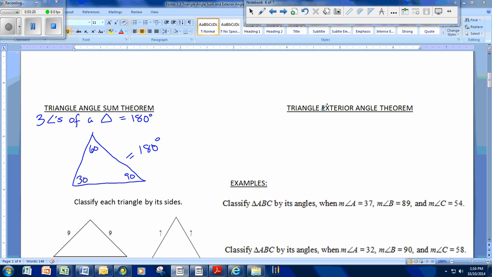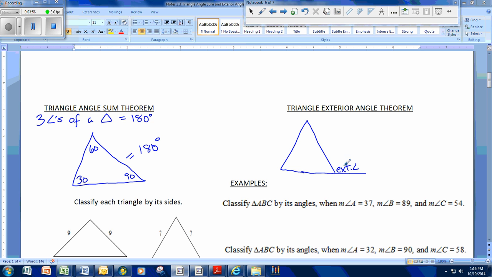The next thing we're going to talk about is the triangle exterior angle theorem, which states if we have a triangle, okay, if we have a triangle, see if I can make this triangle work here. Things getting stuck on me. If we have a triangle and we extend one of the sides, okay, this is called an exterior angle. Okay, it's an extension of one of the sides of the triangle.